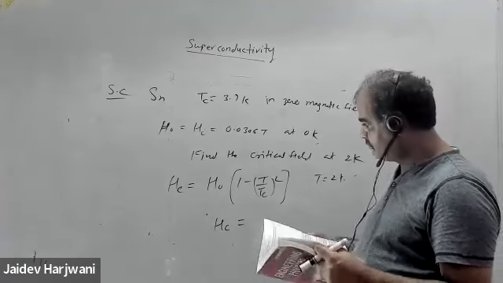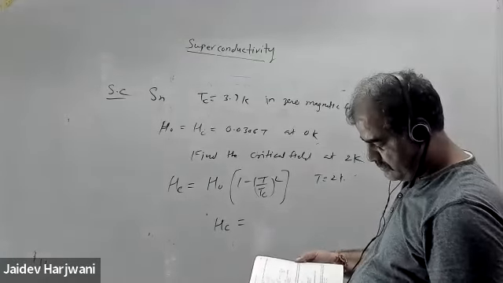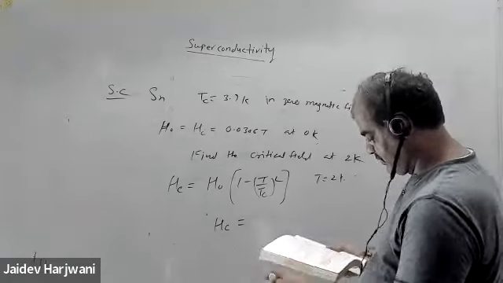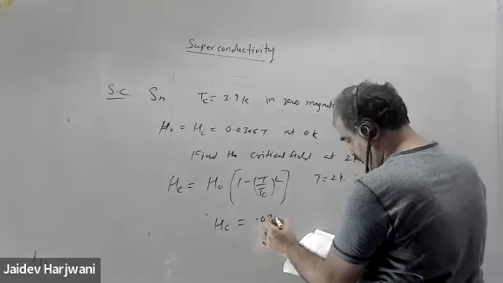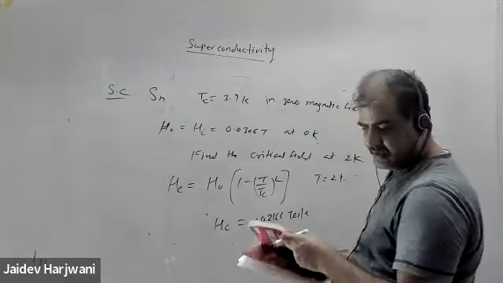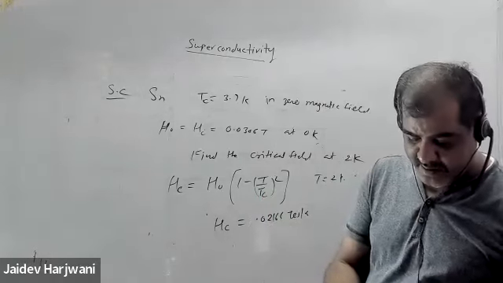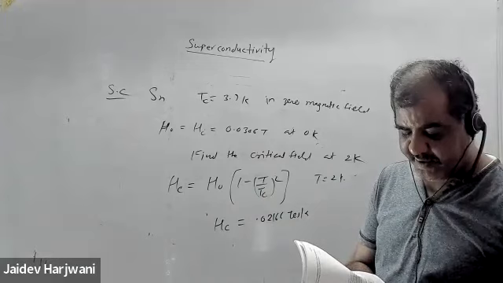Sir, TC how much? 3.7 Kelvin. Okay, sir. Sir, 0.021 Tesla. Yes, so it will come 0.02166 Tesla. Okay. Now similarly, there's one more question on critical current.